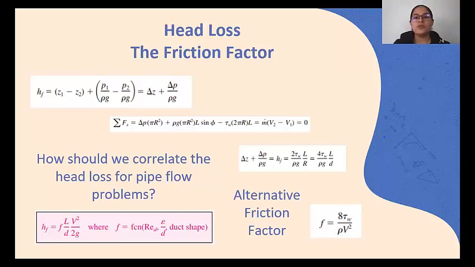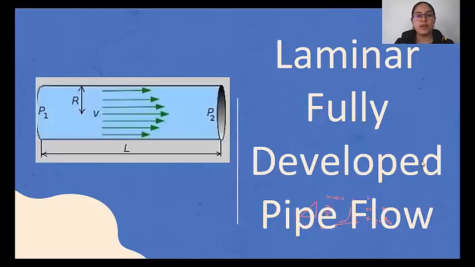Now it's important to ask a question: how should we correlate the head loss for pipe flow problems? For that reason, it's necessary to talk about Julius Weisbach, who published the first modern textbook of hydrodynamics, where he proposed the following correlation. And on the other side, we can see this equation is an alternative form of the friction factor. On the other side, we can talk about the laminar fully developed pipe flow.